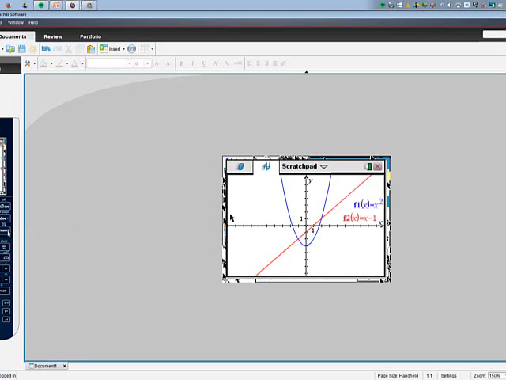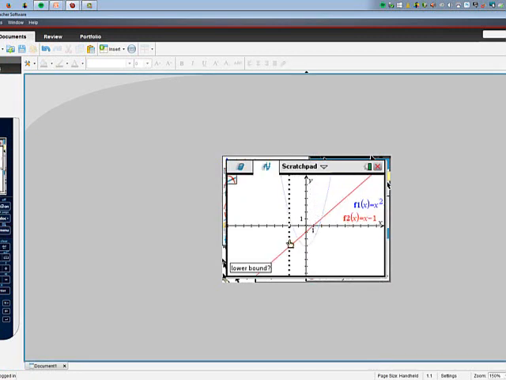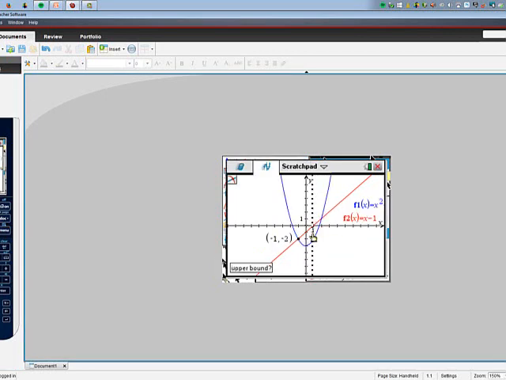So to do that, I'm going to go to Menu, Analyze Graph, and see where it says Intersection. Grab that. And it says lower bound, so I take this line and I go to the left of it, and then I keep dragging till I see an intersection point, and I can pick it up and drag it over. I'm going to do that again because I see that there's 2 points of intersection. Menu, Analyze Graph, Intersection. To the left of it, to the right of it, and there's a point.